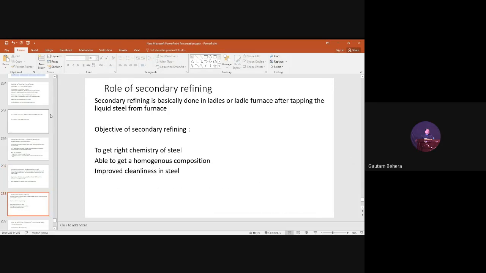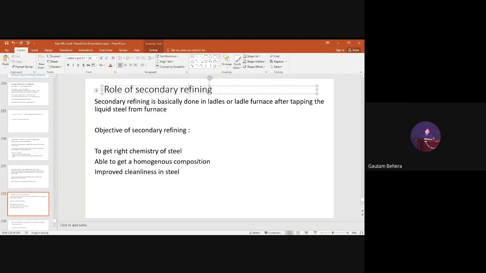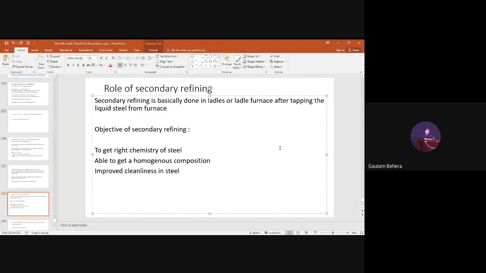Now that is the need, that is why there is secondary refining or the secondary steel making process. So the secondary steel making process comes into the picture due to these things. You can see secondary refining is basically done in ladles or a ladle furnace after tapping the liquid steel from the furnace. There is a certain furnace called the ladle refining furnace also, LRF. Ladle refining furnace, LRF, yes.